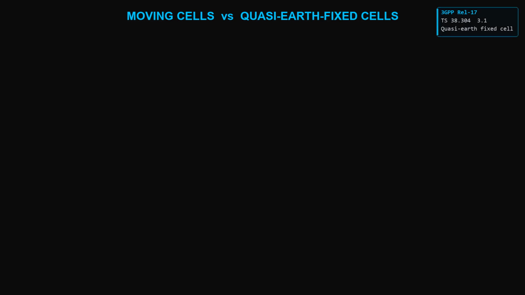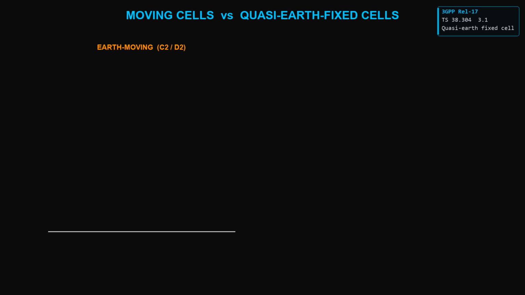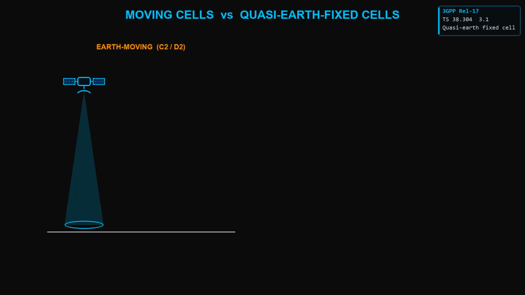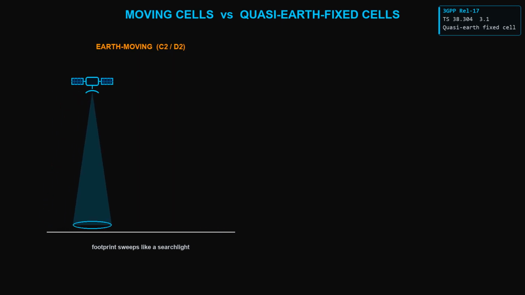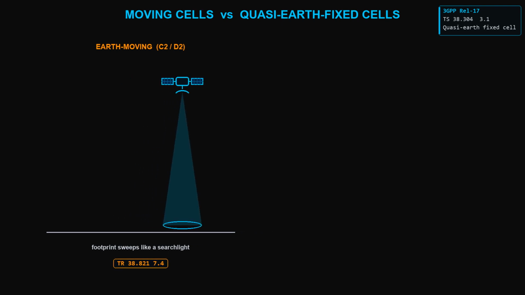Here's the choice that defines low Earth NTN, what happens to the cell on the ground. There are two philosophies. In the first, Earth-moving cells, the satellite just points its beams straight down and keeps them fixed to itself. So the coverage footprint slides across the ground at 7.5 kilometers per second. The cell literally sweeps over you like a searchlight. In 3GPP's scenarios, that's C2 and D2.